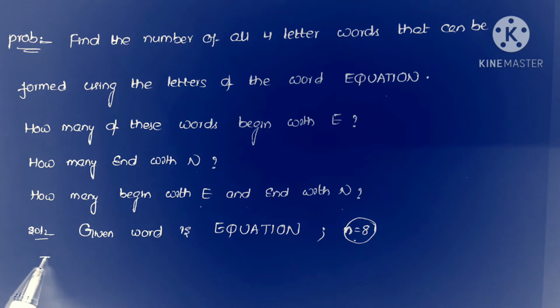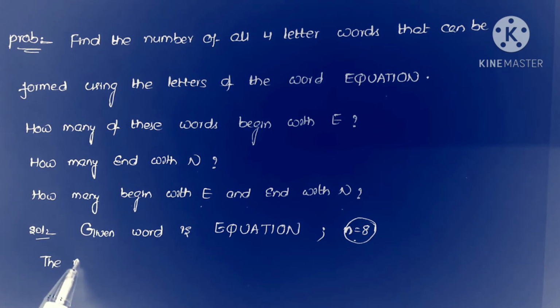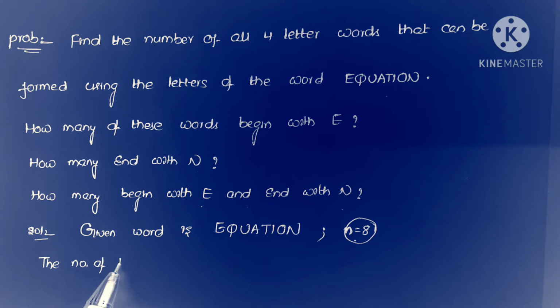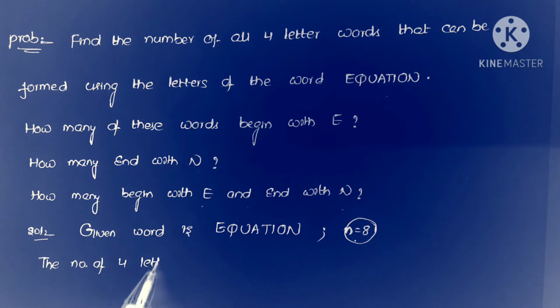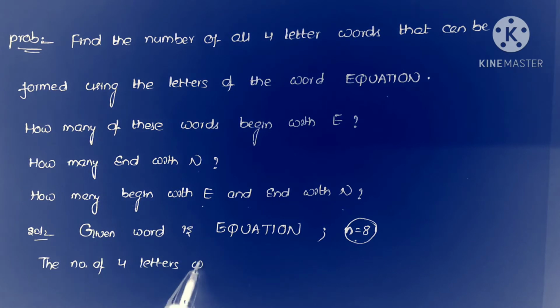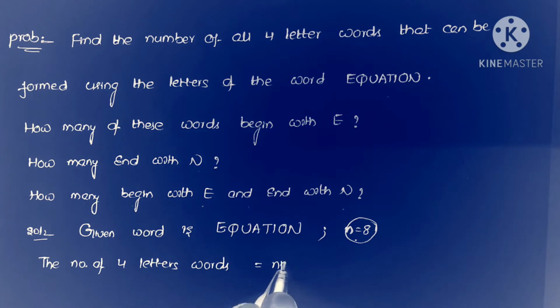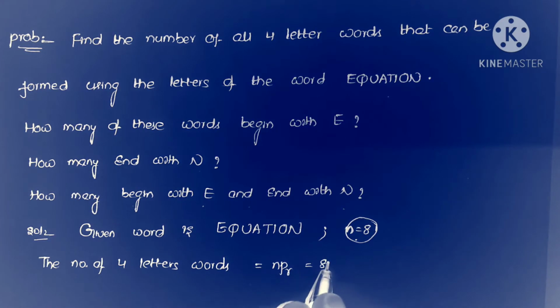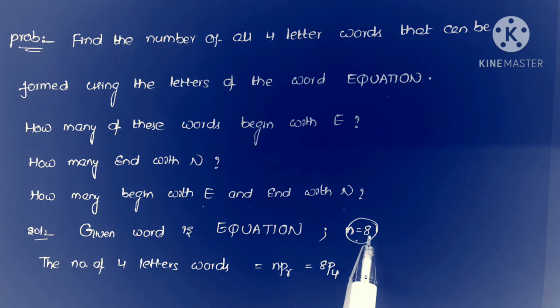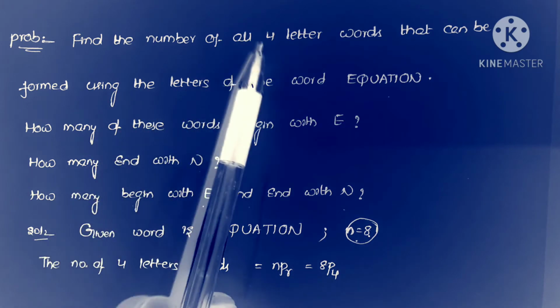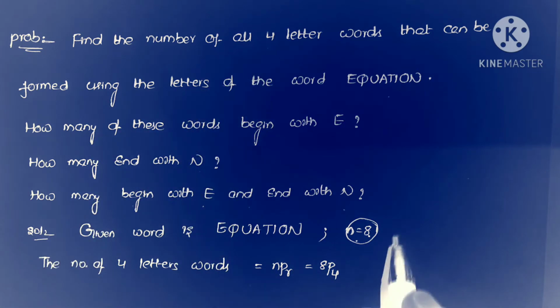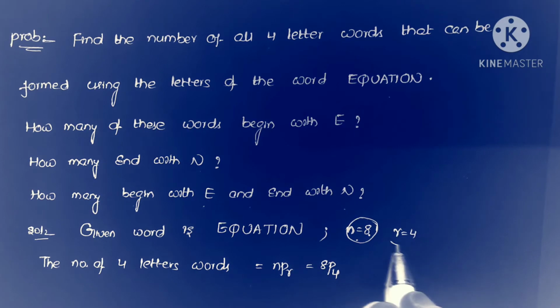Therefore, the number of 4-letter words is equal to nPr, that is 8P4. So this is the number of 4-letter words formula. nPr, n equals 8, r equals 4. We want the 4-letter words, that is we take r equals 4 here.